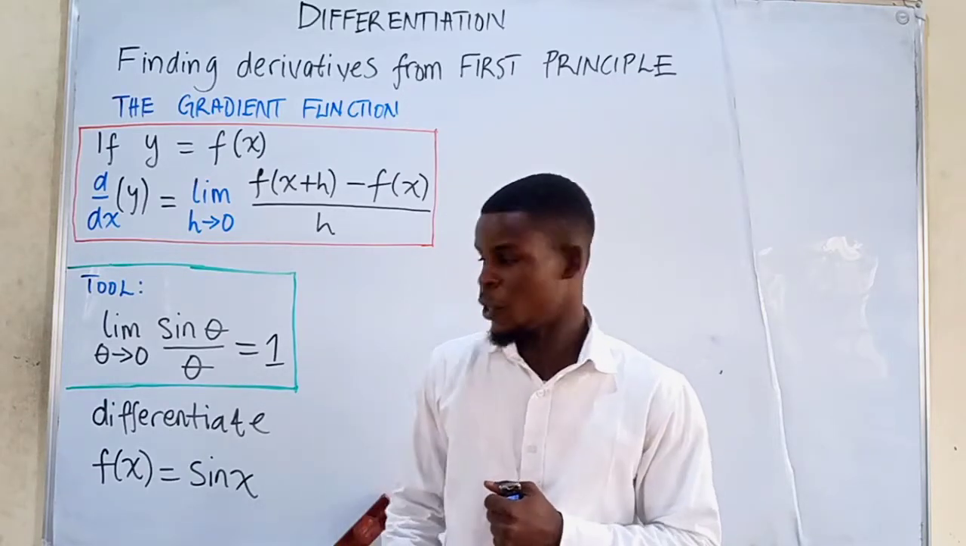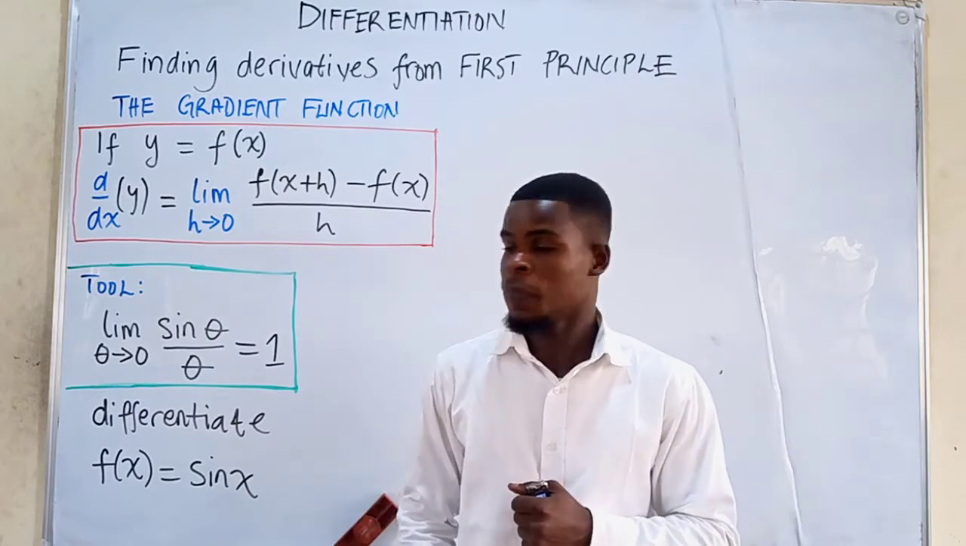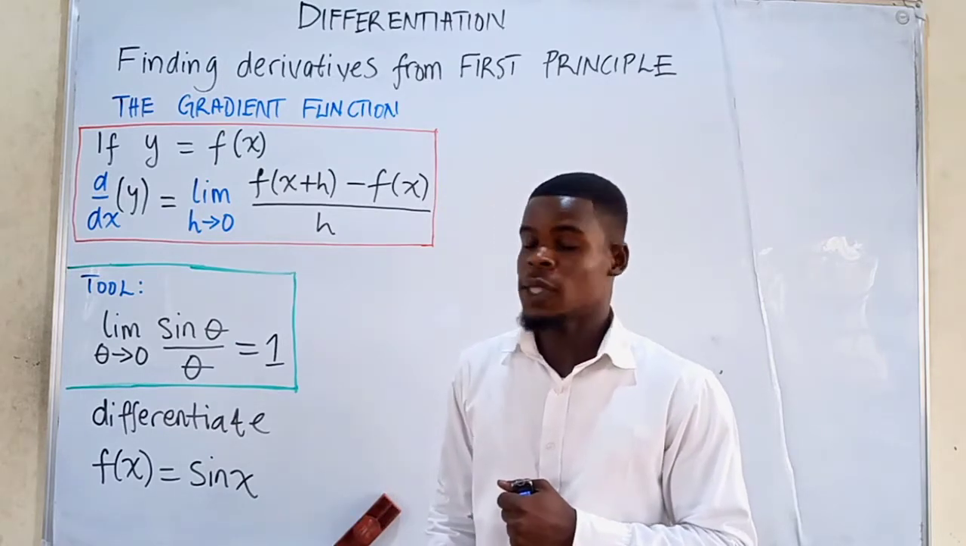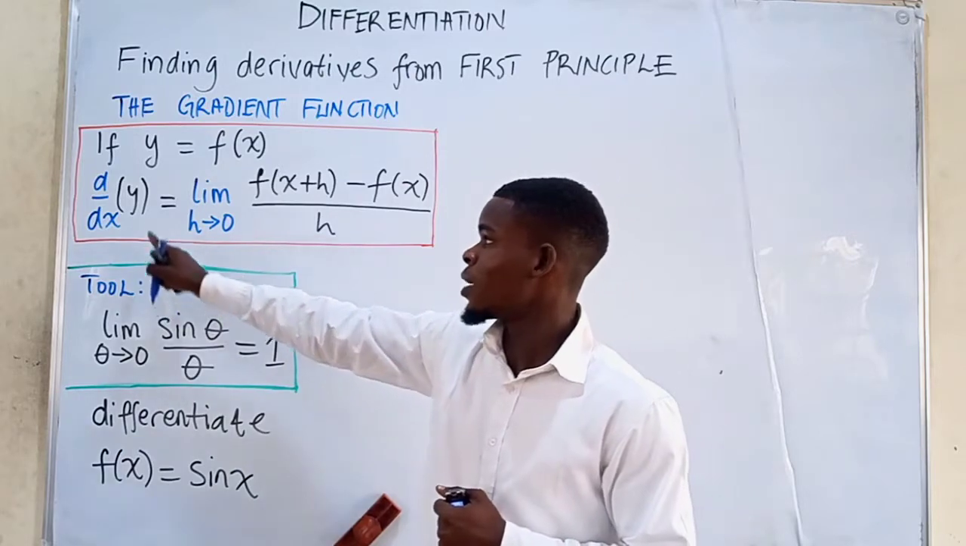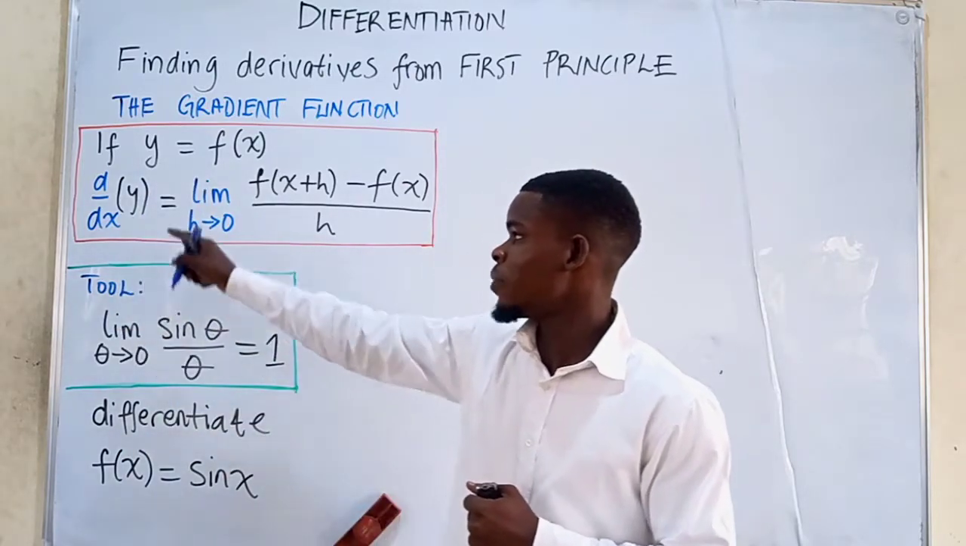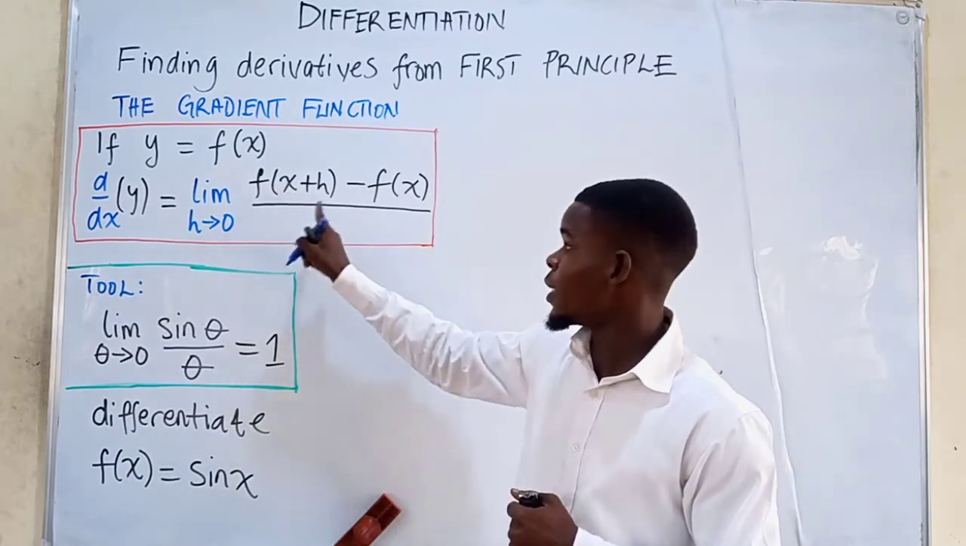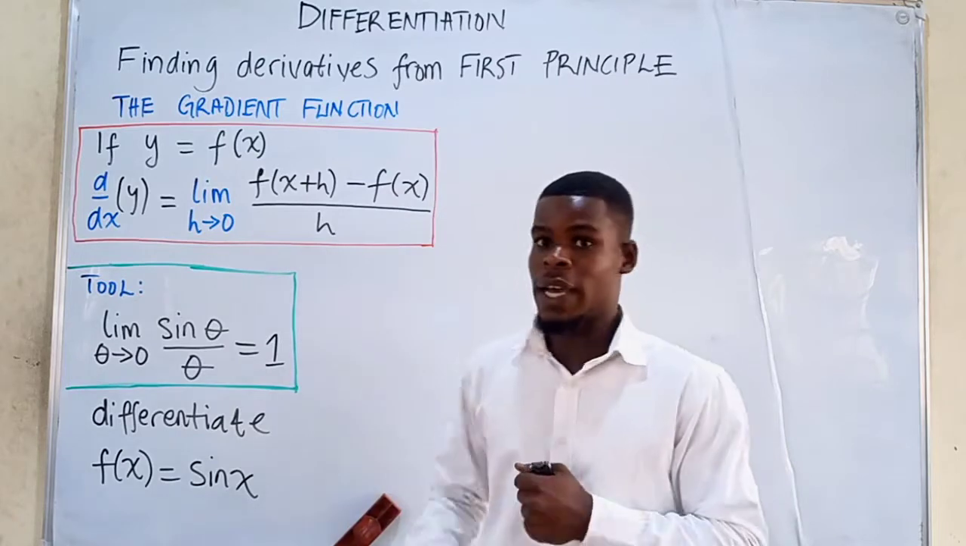Now in this video, we want to differentiate f of x equals sine x using the first principle. Good. The first principle makes use of this gradient function that tells us that if y is f of x, then dy/dx will be the limit as h tends to 0 of f of x plus h minus f of x, divided by h.